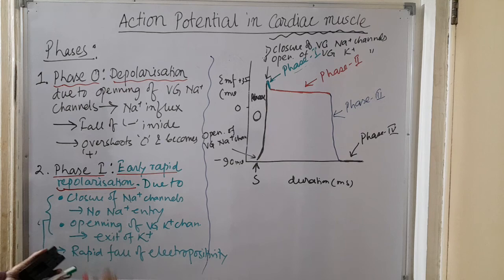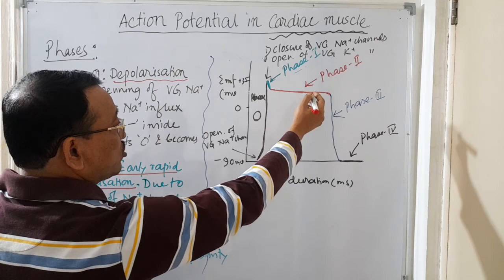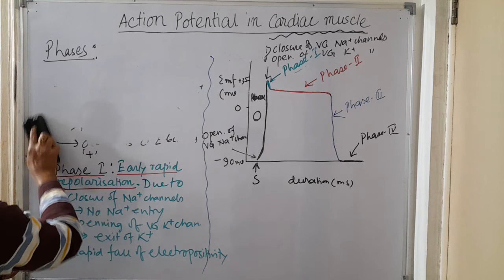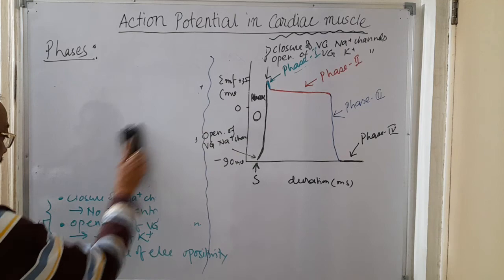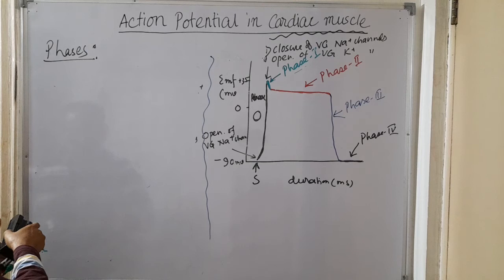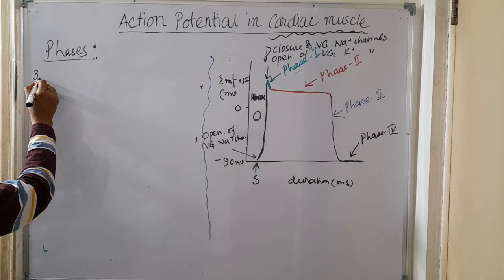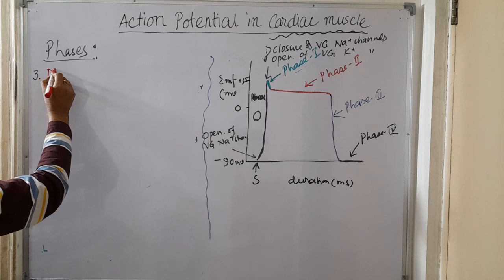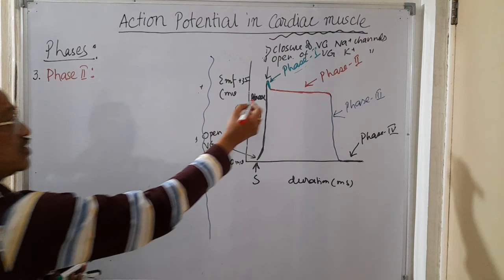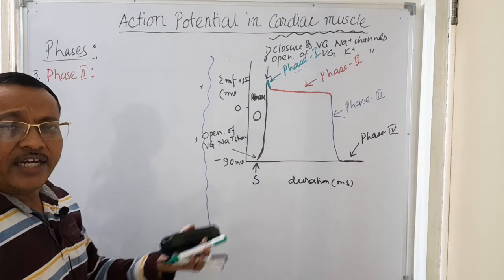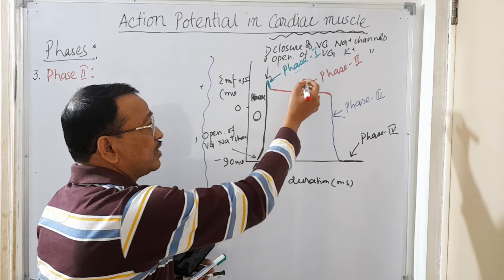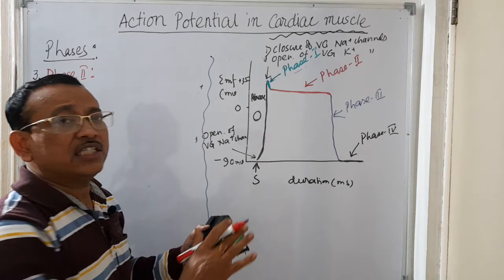Now about the third phase, which is otherwise known as phase 2. The next point is phase 2. This is the continuation or maintenance of the inside electropositivity for a certain period. And this is because the action potential duration of the cardiac muscle is prolonged.